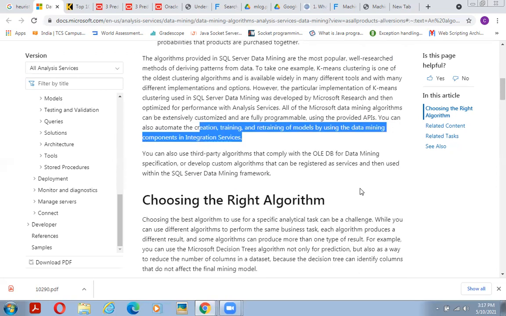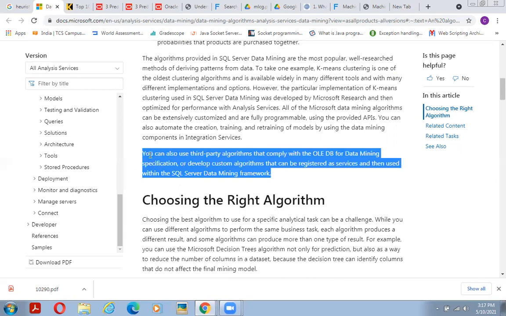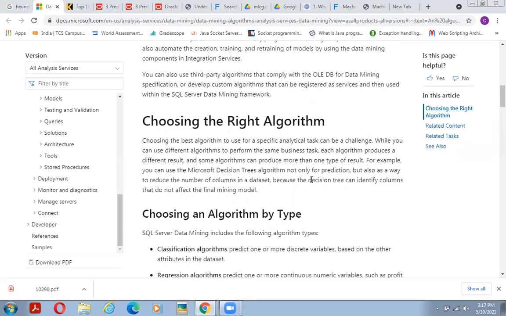Okay, for optimizing the results, here we can also use third-party algorithms that comply with the OLE DB for Data Mining specifications, or develop custom algorithms that can be registered as a service and used within the SQL Server data mining framework. Okay, now that's a way how a product is made, how research is done for getting our objective. Now the basic question is how we will choose the right algorithm. So here we are going to focus on that.